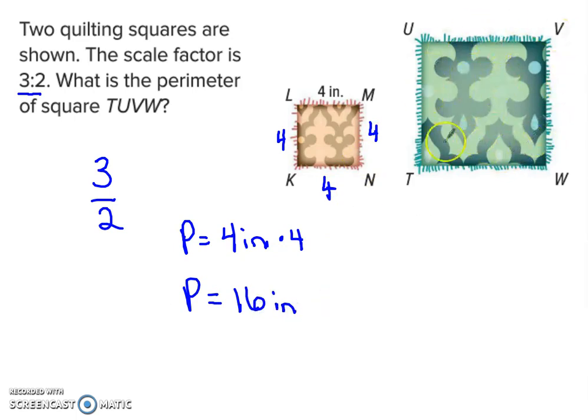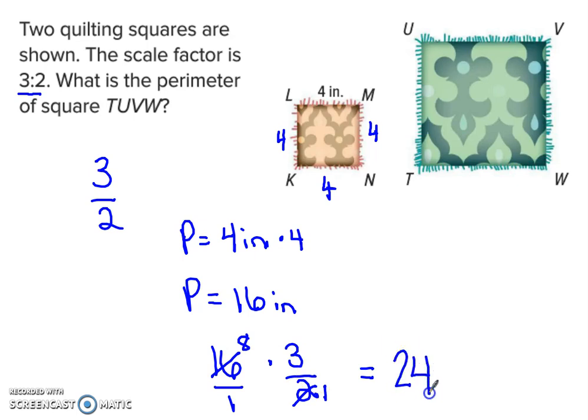So we need to find the perimeter of this. Well, then we have to multiply the perimeter, that's 16, by that scale factor of 3 to 2. Again, I can divide these both by 2. So 8 times 3 is equal to 24, and that would be inches.